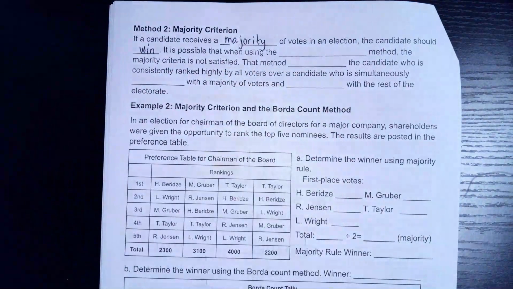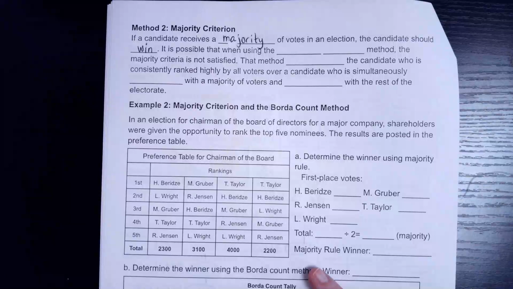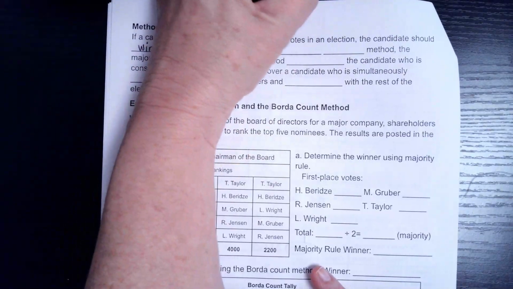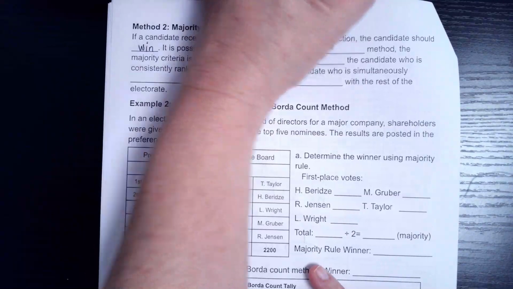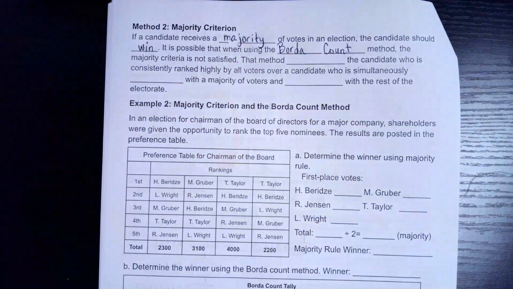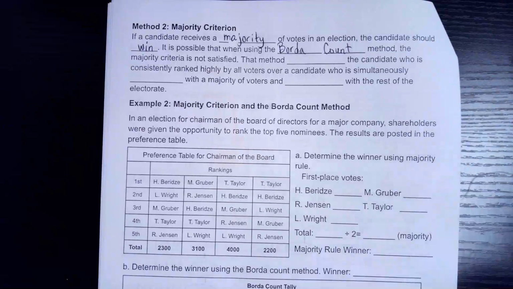It's possible when using the blank method, the majority criterion is not satisfied. Majority vote? No. Pairwise comparison? Nice try, but no. Majority rule? Borda count. With the Borda count, where we start considering the other ranks, sometimes the majority doesn't win. In which case, we do not meet the majority criterion because we win an election without a majority.